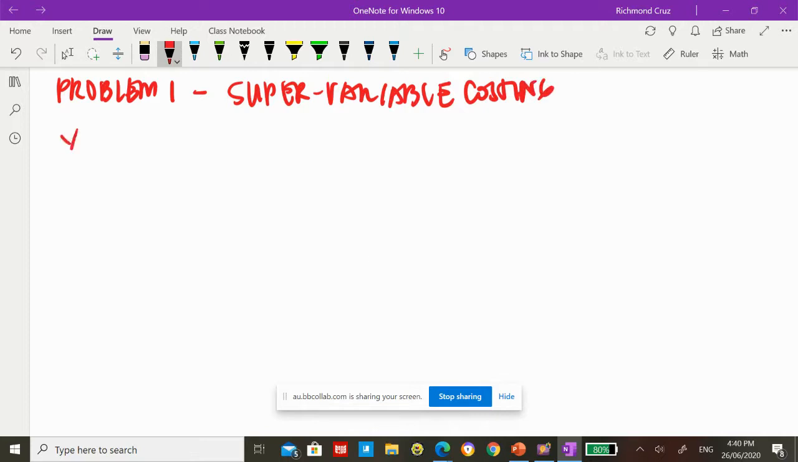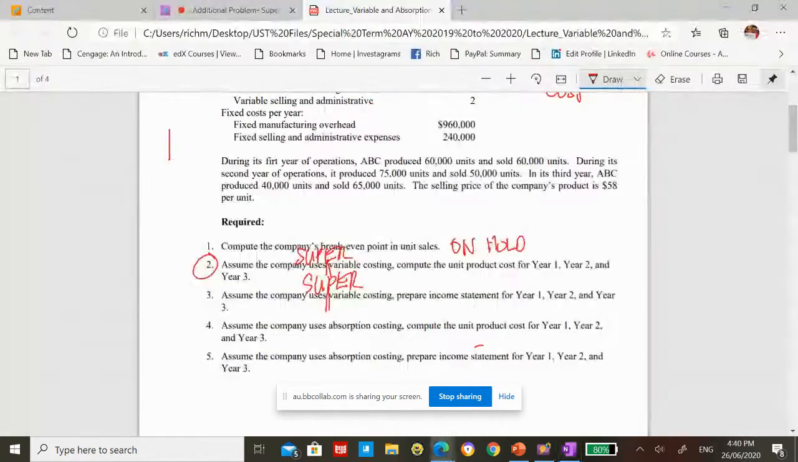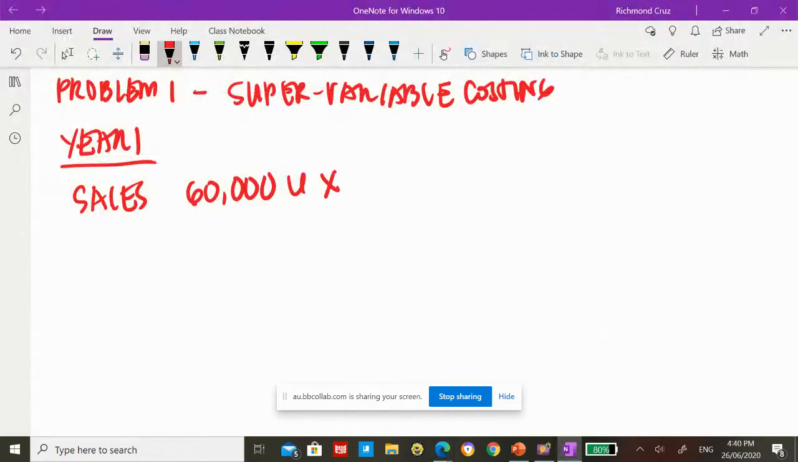So this is year one. We're going to start with sales. That is 60,000 units sold multiplied by the selling price, which is 58. The total is 3,480,000.